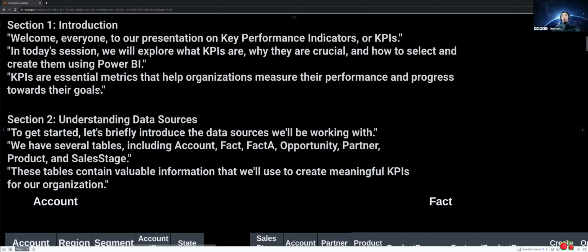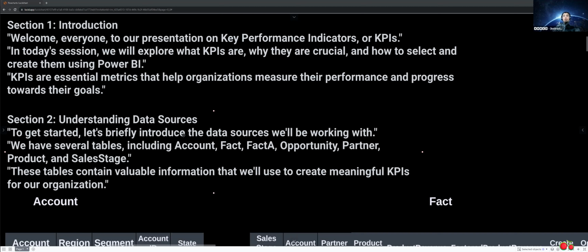Now, KPIs are essential metrics that help organizations measure their performance and progress towards their goals. That's the very first thing, because I'm trying to prepare you for understanding these terms and how to answer them in any interview question. Now, the second topic, or the second section, is understanding your data source.